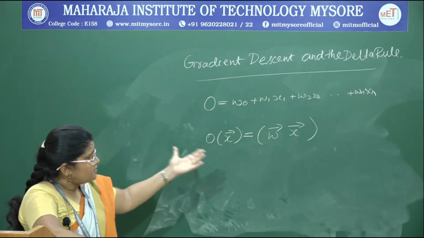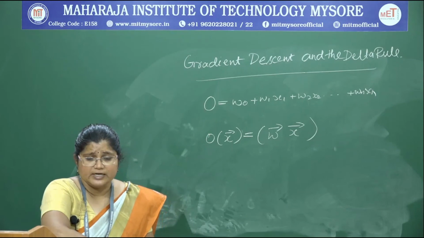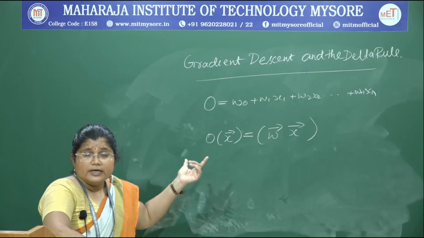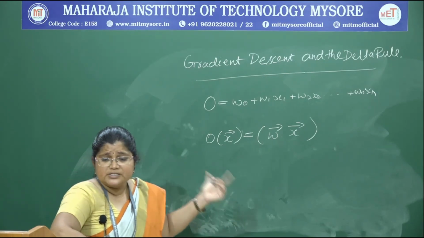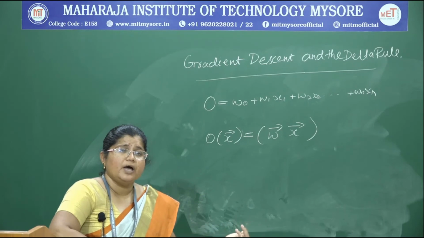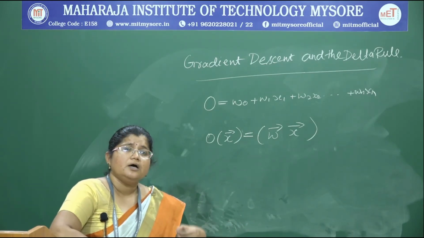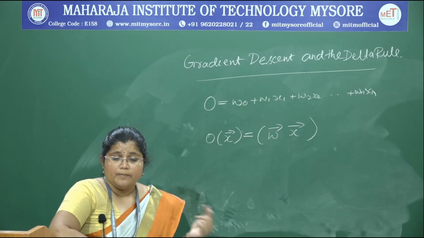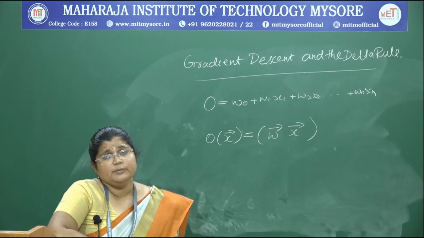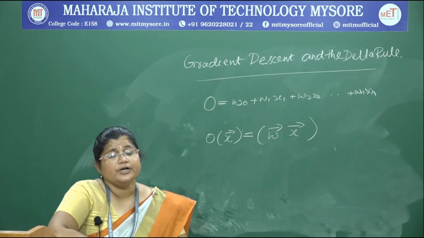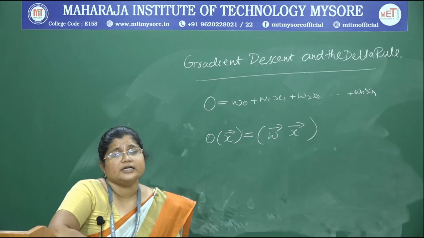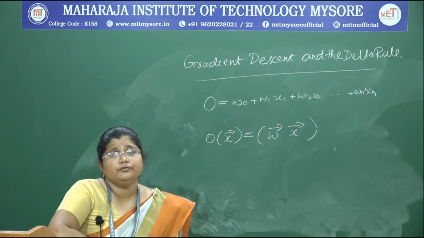To derive a weight learning rule for linear units, we should specify a measure for the training error. Previously we found the updated value of the weight, but here, before finding the updated value of a weight, we should estimate the error between the perceptron output and the expected target output. So that difference we should find.